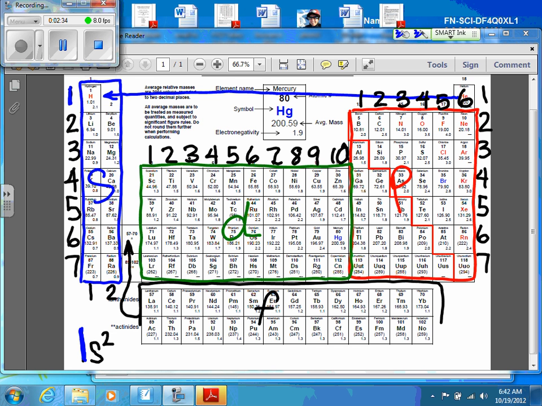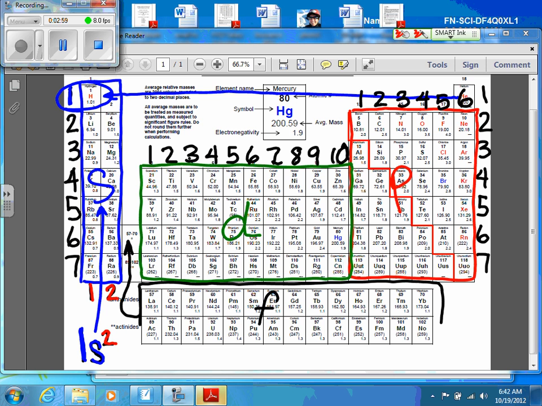So for 1s, this would be right here. The s stands for the orbital block, so this means the S block. The 2 in the upper corner represents the number of electrons. That would be represented by the column numbers.